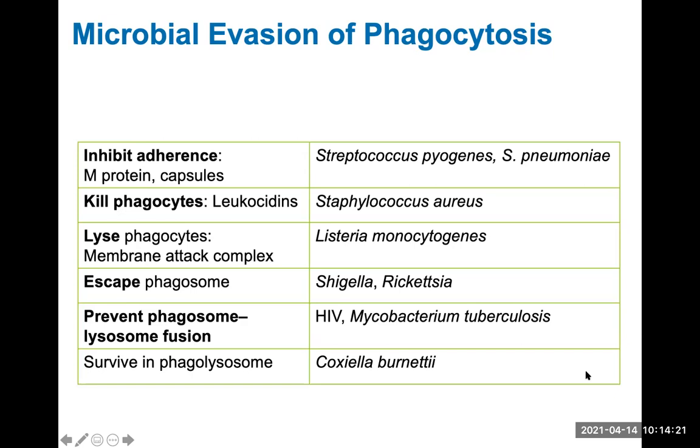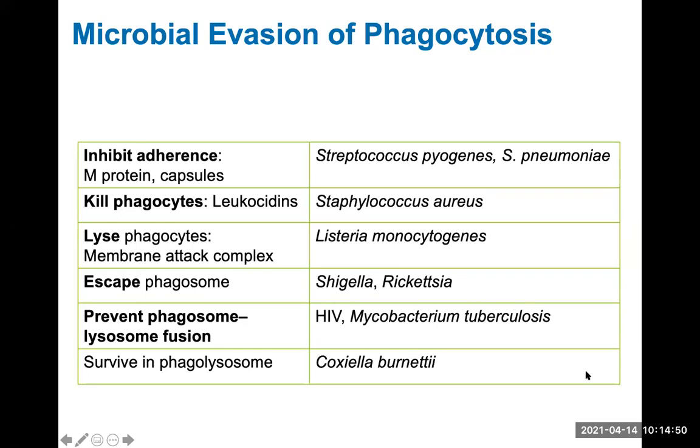Okay, so Streptococcus pyogenes, remember the causative agent of strep throat. It has these special proteins called M proteins. It also can make capsules, and this will make it so the phagocyte, such as a neutrophil or a macrophage, is not able to grab onto it, right?